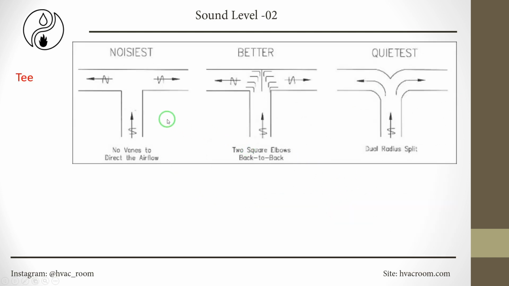For the tees, again, from the noisiest to the best design, you can see from left to right. Most of the time, you want to go with this one. If you don't have enough space in the ceiling to provide full radius elbows for the tee, the best option is installing turning vanes. This one can be noisy and the pressure drop is also high.